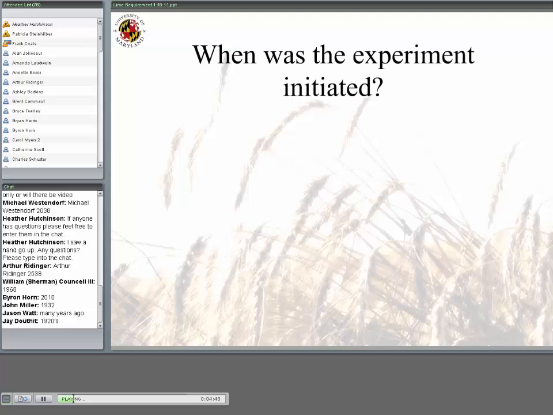Okay, thank you for the folks who hazard a guess here. It was actually in the spring of 1947 is when the lime was put out, and this experiment continued through the 48 and 49 growing season.